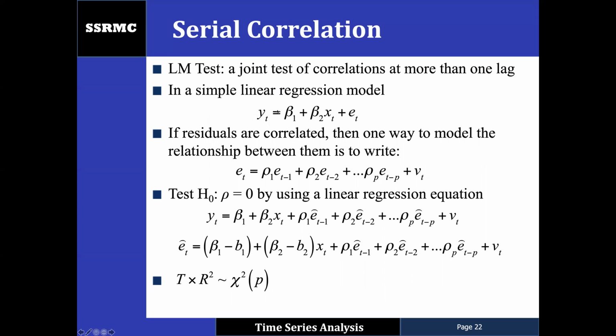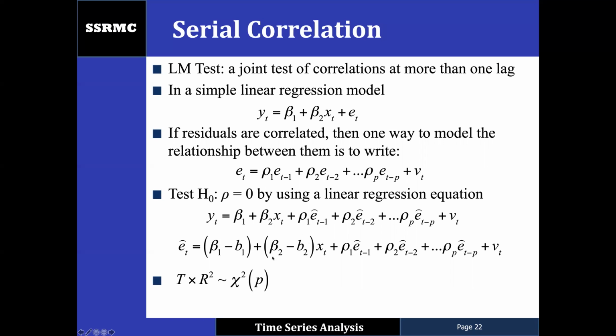So in a simple linear regression model like this one, the one that we estimated on the previous slide, if residuals are correlated, basically that means, for example, rho 1, rho 2, all the way to rho P, are not 0. That basically means the current residual e_t is correlated with the past residuals. If that's the relationship, this has to be put into the picture, which means we need to insert e_t into this equation, and that gives us this.